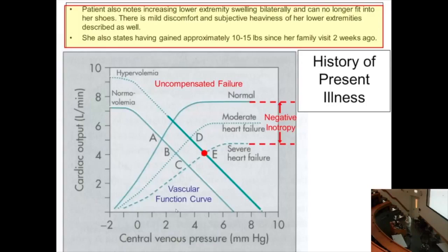Anything else? Go ahead. Well, here's the relationship. This is your vascular function curve. Cardiac output goes down, central venous pressure goes up. You can see the line. Here's our cardiac function curve. Central venous pressure goes up, cardiac output goes up. That's the relationship. Was there something else you wanted?